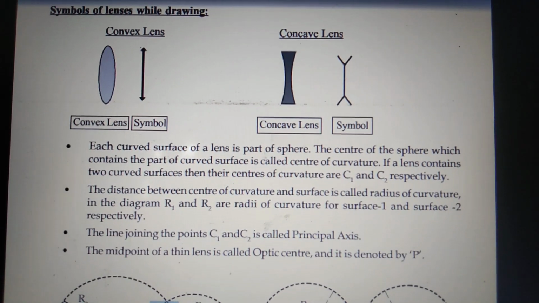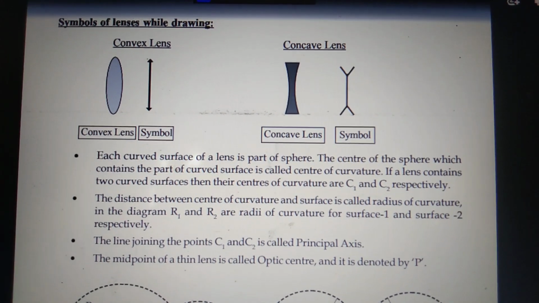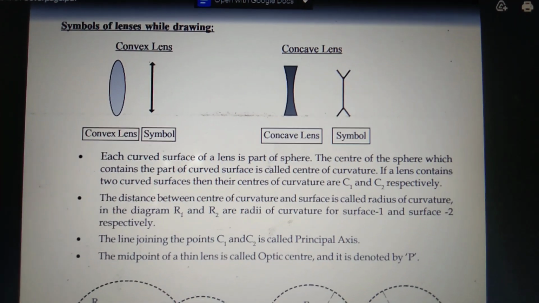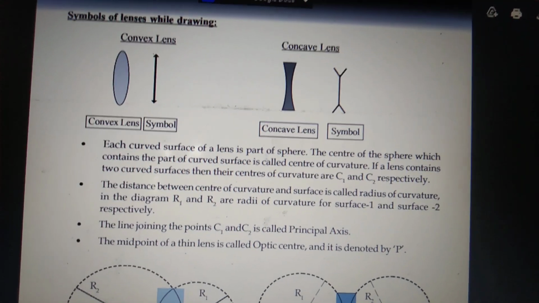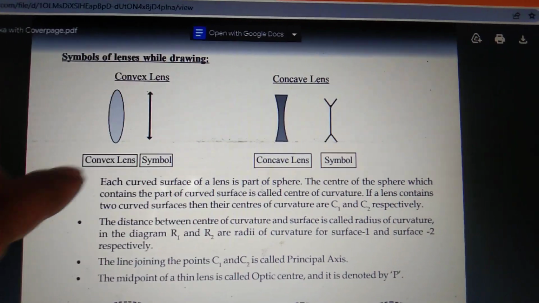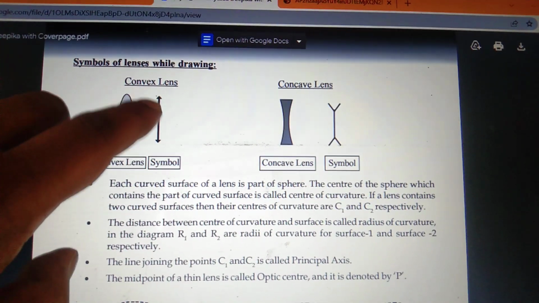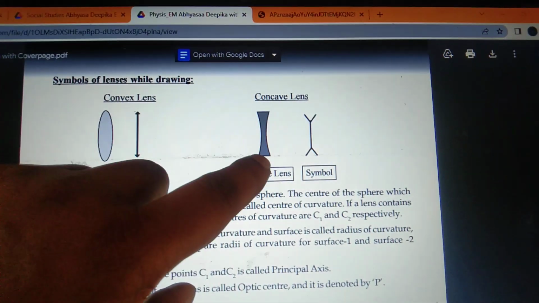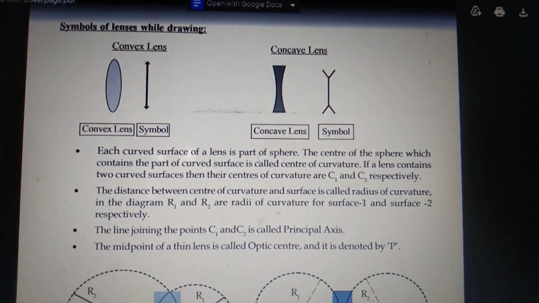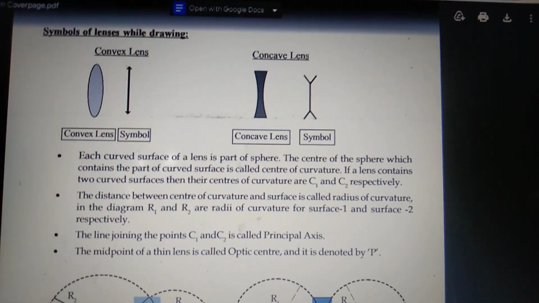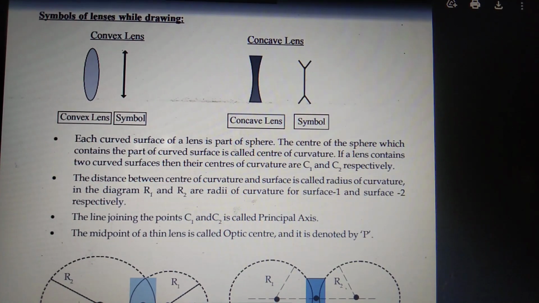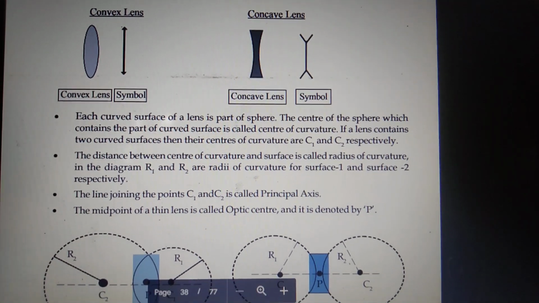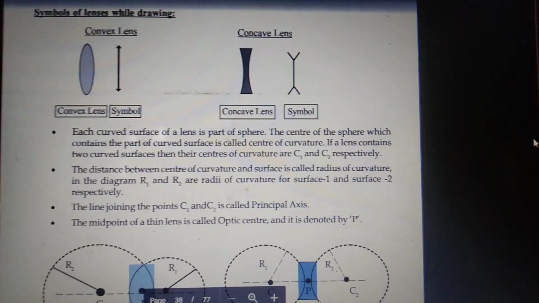Now you can see the symbols of lenses while drawing. Convex lens: thick at the center, thinner at the edges. See, we can draw it like this. Concave lens: thin at the center, thicker at the edges, we can draw it like this. Each curved surface of a lens is a part of a sphere. The center of the sphere, which contains the part of the curved surface, is called the center of curvature. You can see the diagrams here.